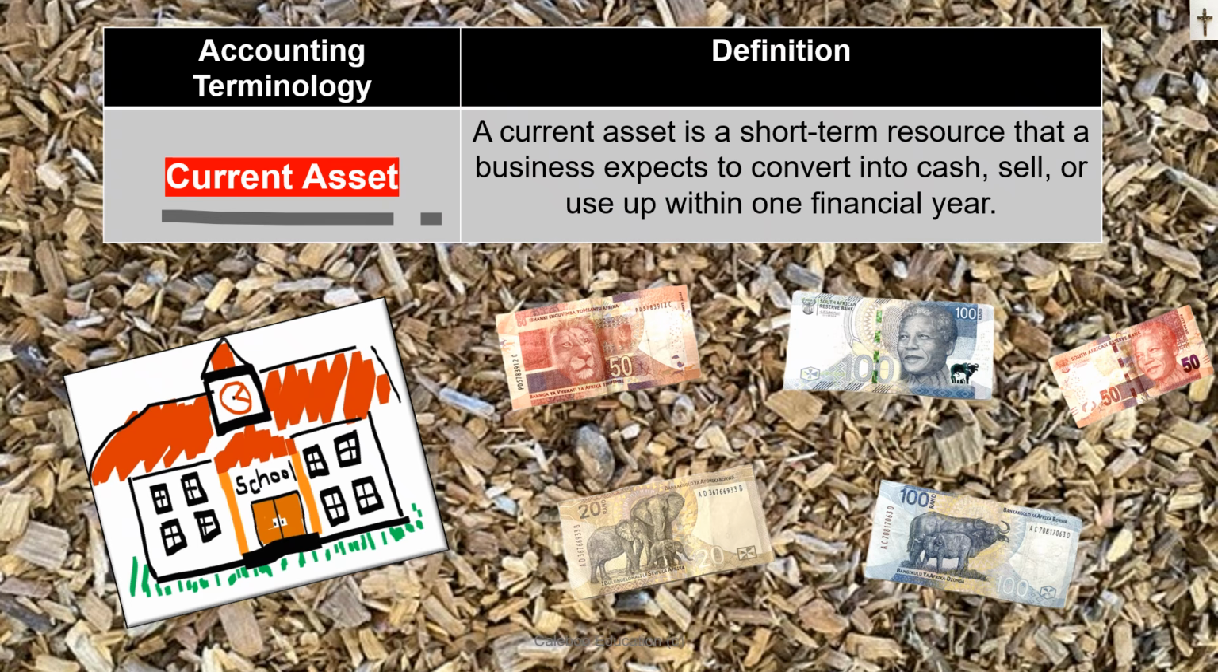Now, current assets. So we had assets and we had non-current and current. Cash or debtor, the school. It's either cash or something that's converted into cash very quickly. For example, trading inventory. So there we go. Current assets. What is trading inventory? It's the stock that you buy and sell. That is a current asset as well.